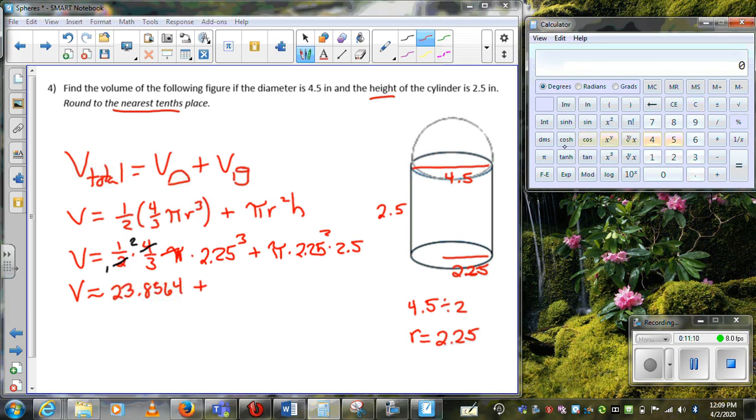So that's going to be pi times 2.25 times 2.